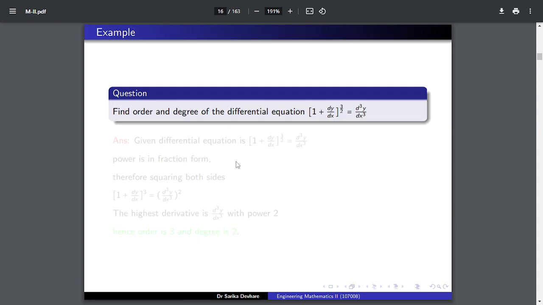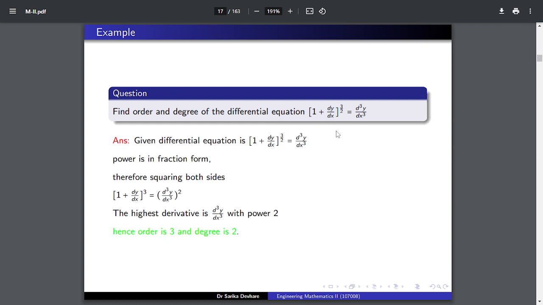Now let's come towards the examples. The first example is this: find the order and degree of this differential equation. If we look at this differential equation, its power contains 3 by 2, that is a fraction. So first we have to make this equation fraction free. For that, what we have to do is take the square of both sides.